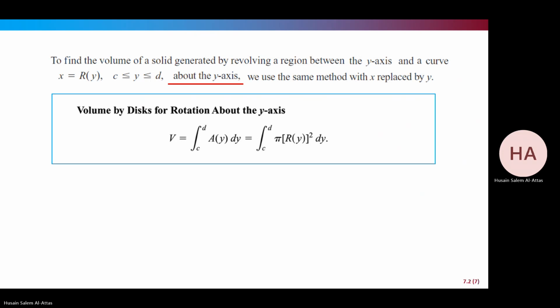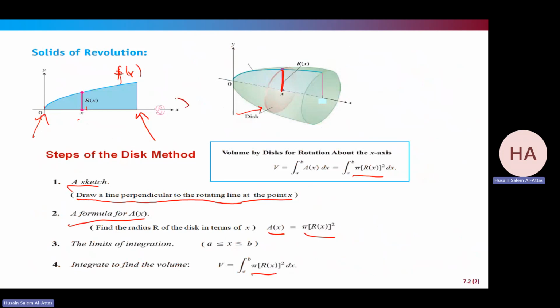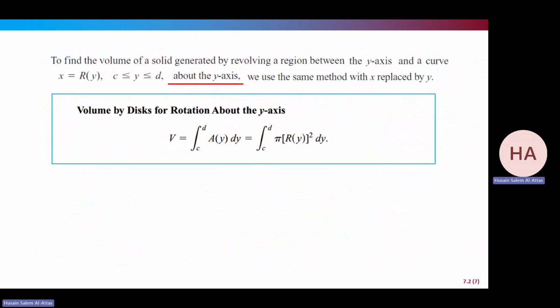What we did, if the revolution is about the x-axis, this is what we will do. We have r, and we do everything in terms of x. Now, if the revolution is about the y-axis, it will be the same idea, but now we'll do everything in terms of y. So I have r of y, and I have c and d, which are the values of y. Y is between what? And I need to write the function x equal r of y, and also do the derivative in terms of y.